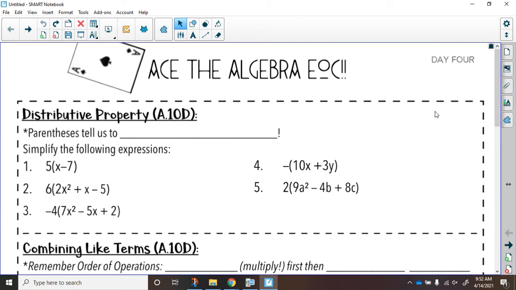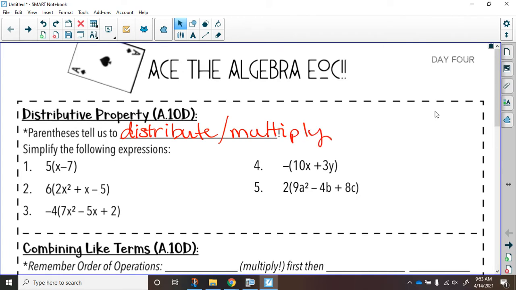We're going to be looking at a few things today. The first one is the distributive property. With the distributive property, we are going to be looking at things inside of parentheses. Most of the time there's a number out front, and the parentheses tell us to distribute or multiply. So distribute / multiply.